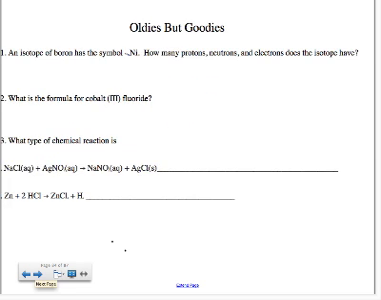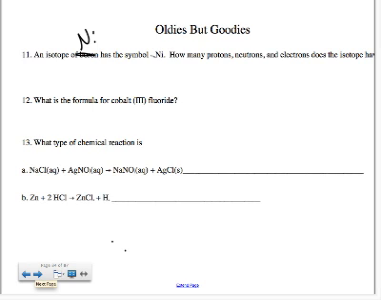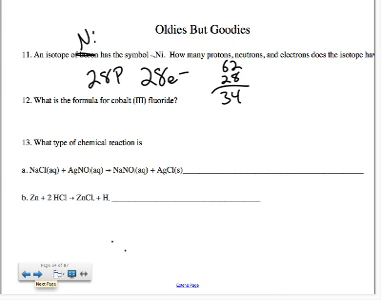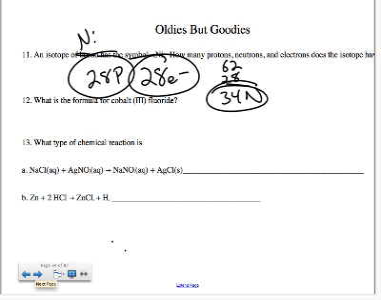Oldies but goodies. This should say nickel, protons, neutrons, electrons. Does this isotope have? Well, it's nickel with 28 on the bottom and 62 on the top. So the 28 on the bottom tells you that there are 28 protons and 28 electrons, since this is a neutral isotope. And the 62 on the top tells you that it's got a mass of 62, and the mass is made up of protons plus neutrons. So if we take away the protons from the mass, we get the neutrons, which is 34. So 34 neutrons, 28 protons, 28 electrons.